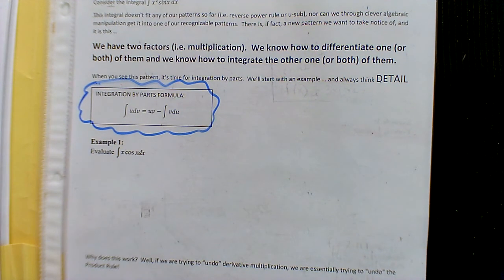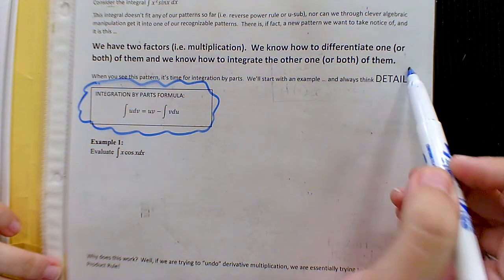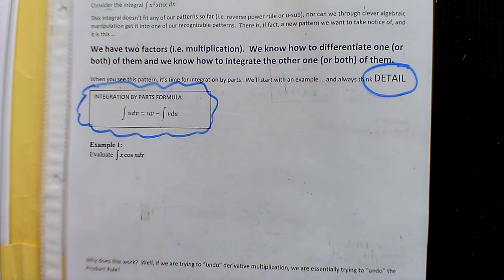If you take a look at the box formula for integration by parts, you see those u's and v's in there. Kind of like u substitution, how you let something represent a u variable. We're going to do that idea here, but we're going to do it twice. We're going to let something be u, and we're going to let something be v. And I always want you to think about detail.